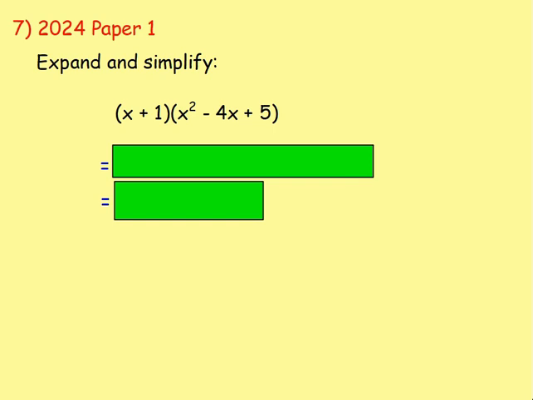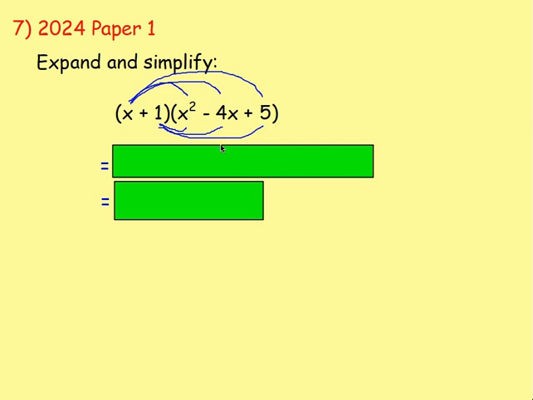And final example is from the 2024 paper. This time you've got the x plus 1 bracket x squared, take away 4x plus 5. Round bars! Do the x times everything in that second bracket. And then do the plus 1 times everything in that second bracket.